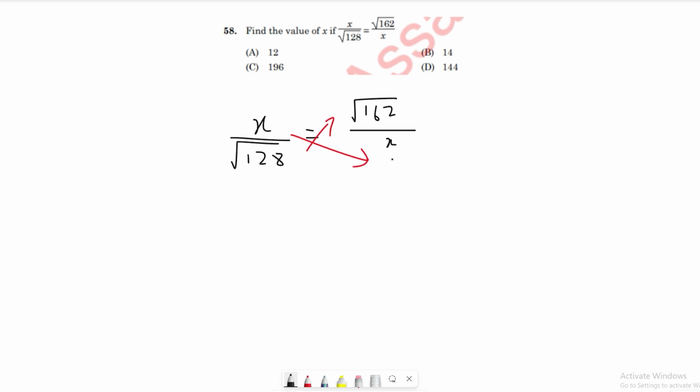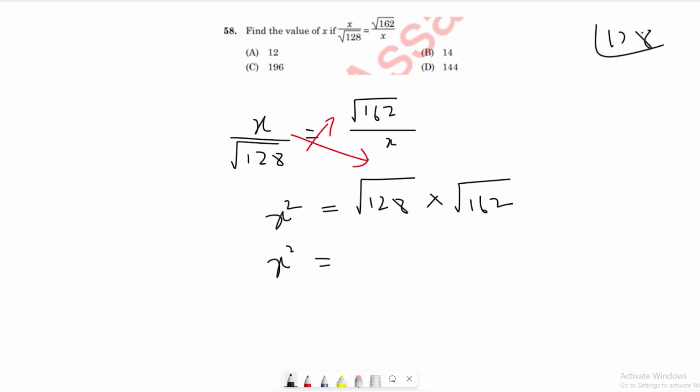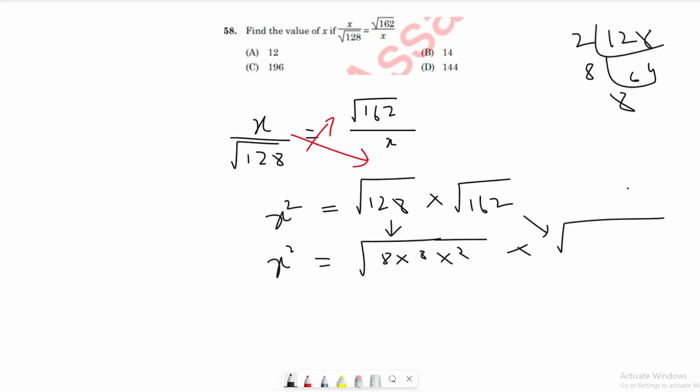So how do you cross multiply? x with x you cross multiply, so x square, x into x, and here it will be root over 128 into root over 162. Correct. So x square, now we have to solve this part. Once we find out the LCM, that is 2 6 12 2 4 8, and this one becomes 8. So basically we can write it as 8 into 8 into 2. This is what we can write, 128, like into 162 we can write.